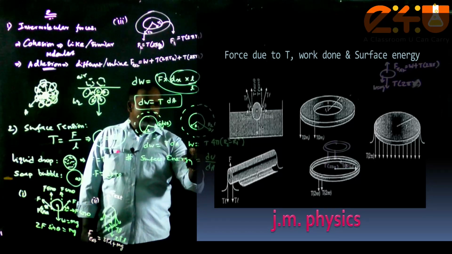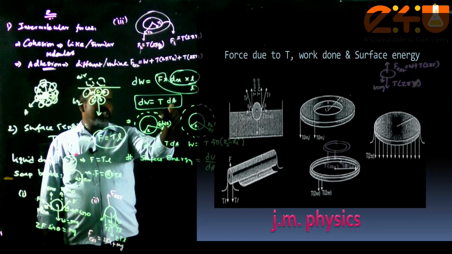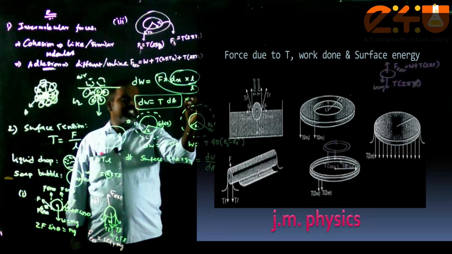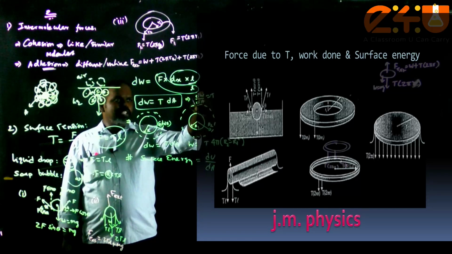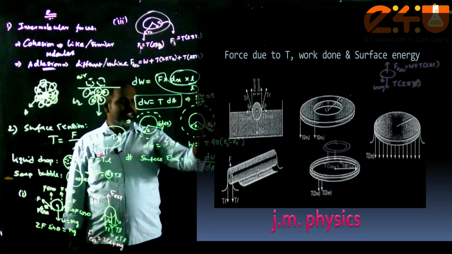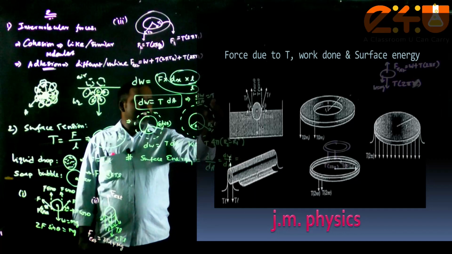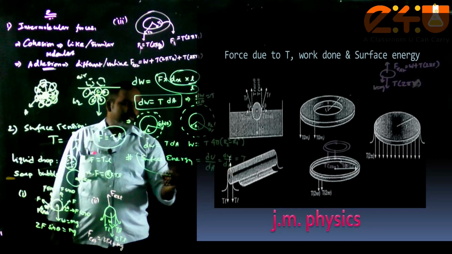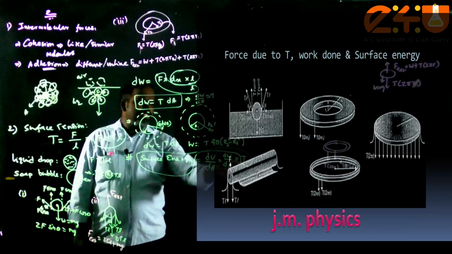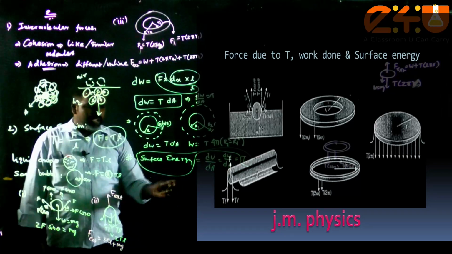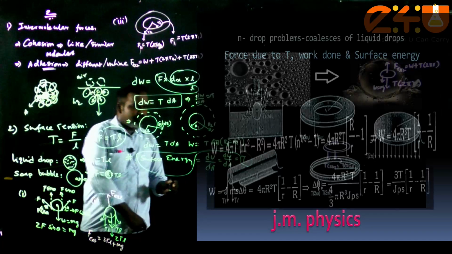We know that energy and work done both have the same dimension. So we can say that dW by dA is equal to T. Since the dimension of work done and energy are the same, I can write dW by dA also, but that is nothing but T. So from this we can prove that the surface energy is equivalent to surface tension. So this is what we discussed here as surface energy. Next, go for the another one.